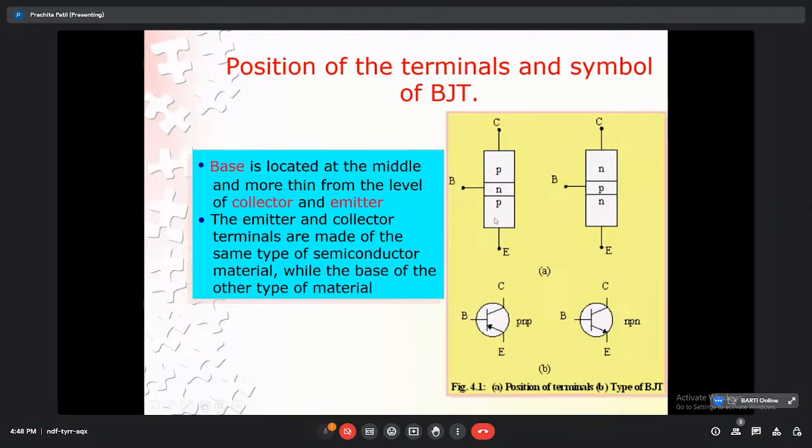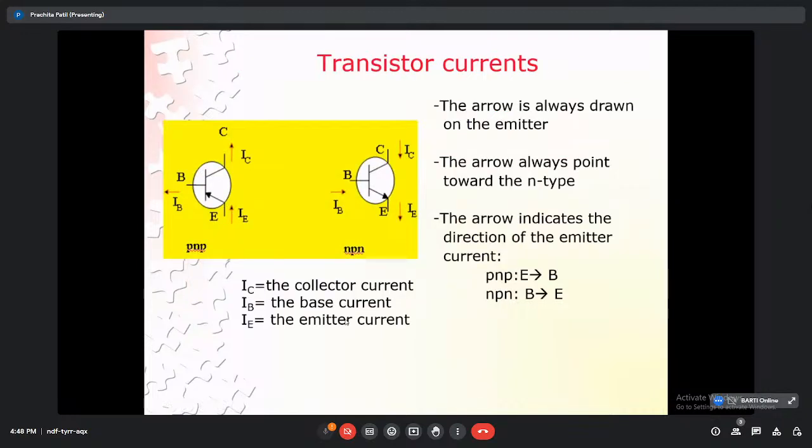So here simply we can see base is N-type material, whereas collector and emitter are of P-type material. Here also, base is P-type material, and collector and emitter are of N-type material. So in that way, we can have this. Then, transistor currents. Now, how will current pass through the circuit? You can see the current passes from the collector, which we call the collector current. Current passes from the emitter, which we call the emitter current. Current passes from the base, as everybody knows, which we call the base current.